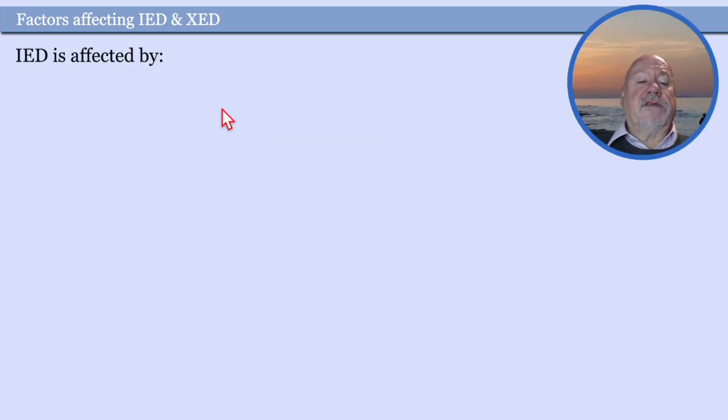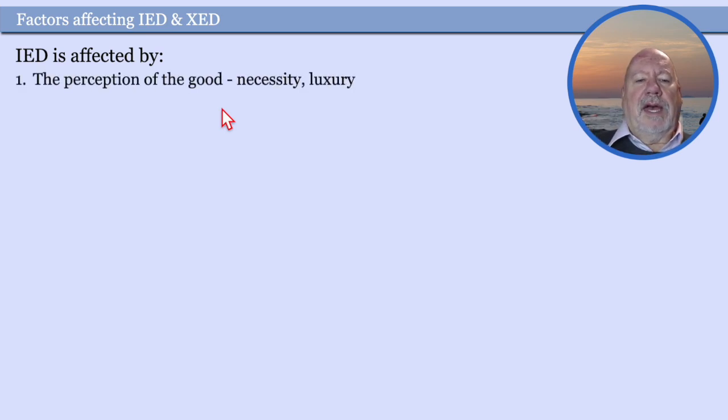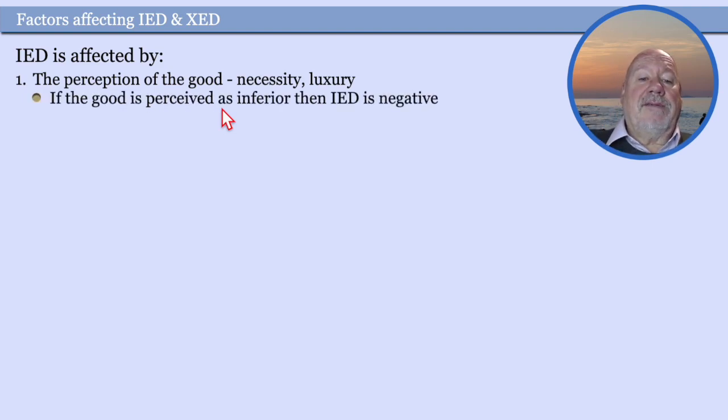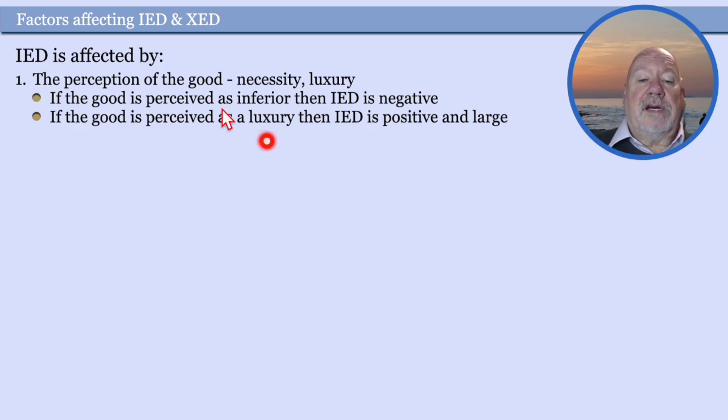What are the factors that affect IED? Remember, this is the change in demand when income changes. And first one is obviously the perception of the good, if it's a necessity or is it a luxury, okay? And secondly, if the good is perceived as inferior, your IED is negative. If it's a luxury good, IED is positive, income up, demand up, and it's large, okay?